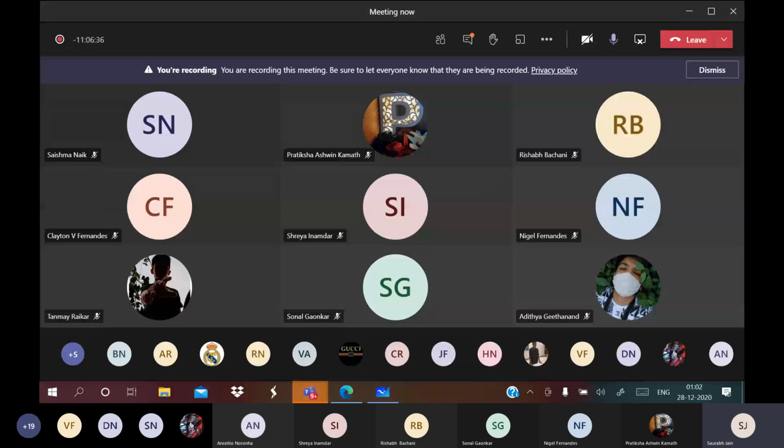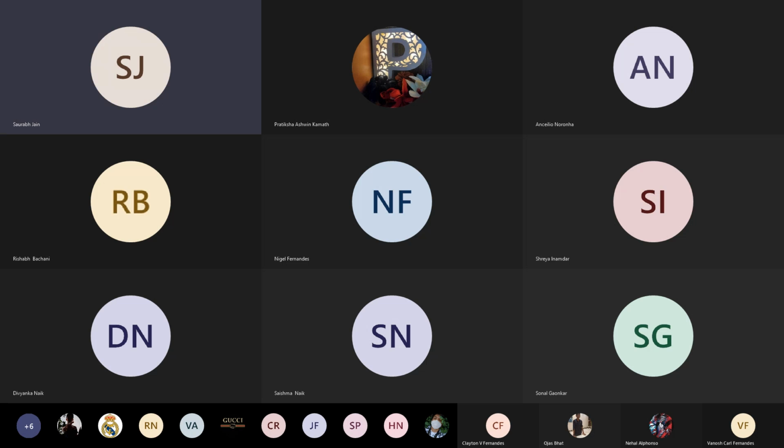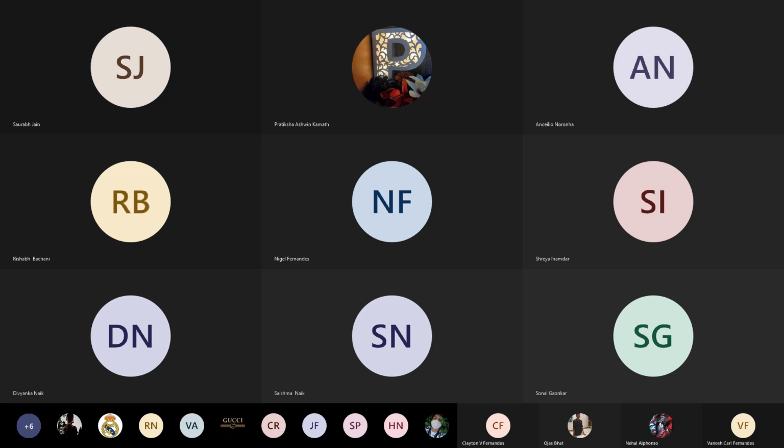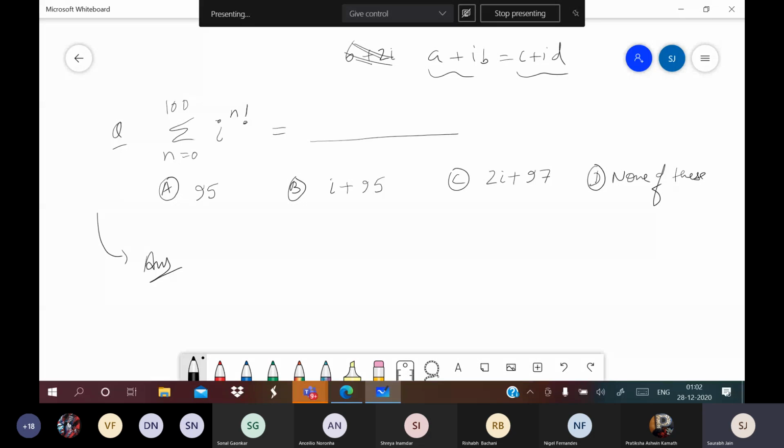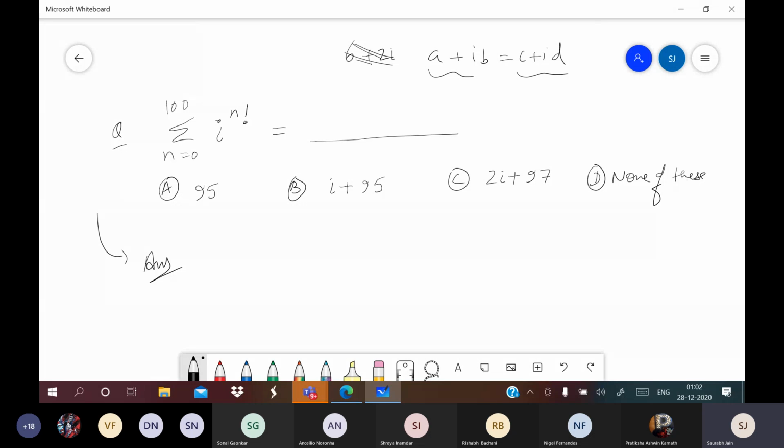Yes, any answers? How can we expand this? Sigma n from 0 to 100, iota to the n factorial. First you give the values and write sigma in expanded form. So iota to the power 0 factorial, 1 factorial, 2 factorial, 3 factorial, 4 factorial, and after that write a few more and then just leave it till 100 factorial.